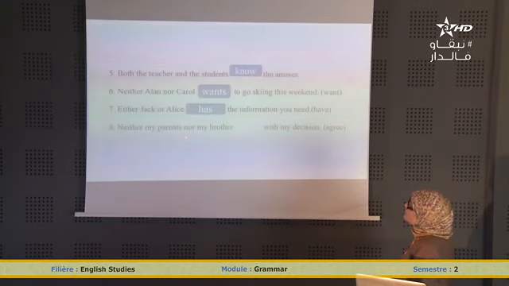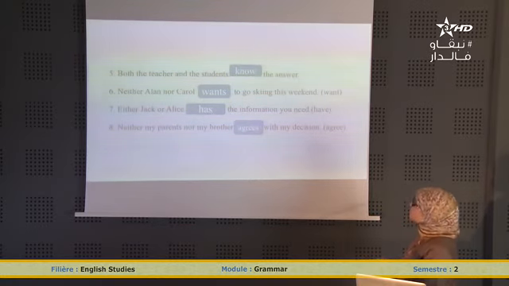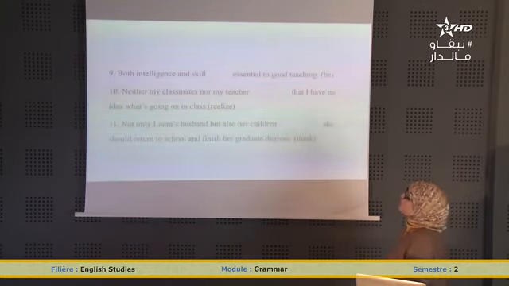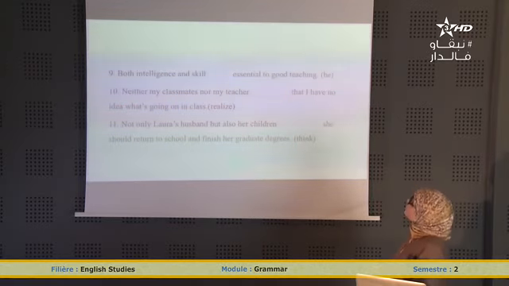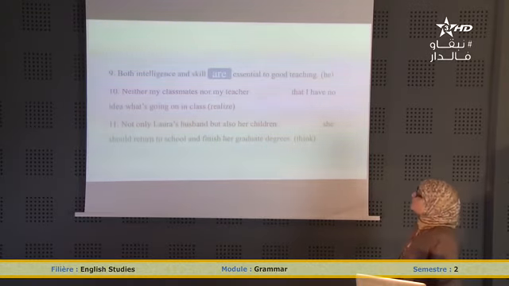Number 8, neither my parents nor my brother agrees with my decision. Again, we have brother, singular, verb, agrees with the subject that is closer to it. Number 9, both intelligence and skill, verb to be, essential to good teaching. Again, we have both and, so the verb should be in the plural. Both intelligence and skill are essential to good teaching.